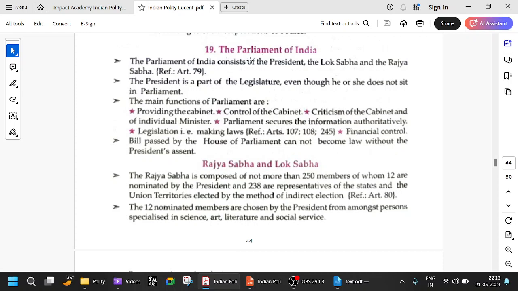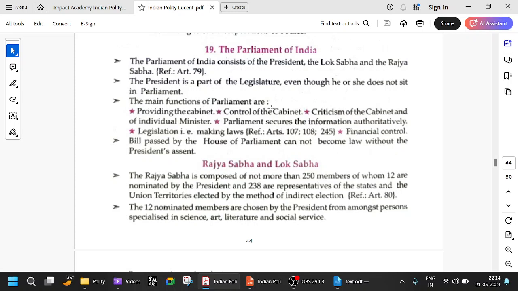So the President is a part of the Parliament. Parliament means three things: the President, Lok Sabha, and Rajya Sabha. But the President is not a member of any house. The President is not a member of Lok Sabha or Rajya Sabha, but the President is part of the Parliament. Remember that, it's very important, because frequently questions are asked that the President is not part of the Parliament, or that the President has to belong to one of the houses. All those things are wrong. So the President is a part of the legislature, even though he or she does not sit in the Parliament.